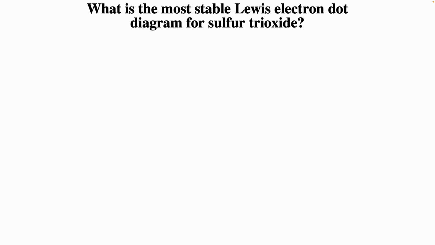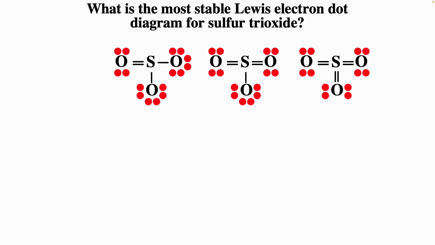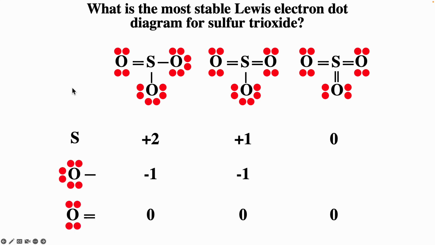We could also ask about sulfur trioxide, assuming sulfur is in the middle. So we could have 1 double bond, 2 single bonds; 2 double bonds, 1 single; or 3 double bonds. Now the one on the left is the only one with everything having noble gas configuration. But if we do the formal charge, in this case, these oxygens have a -1 formal charge. The sulfur would be 6 minus 4, a +2. And so based on formal charges, this should be the least stable. Based on formal charges, this is going to be a little bit better. And based on formal charges, this is the most stable.